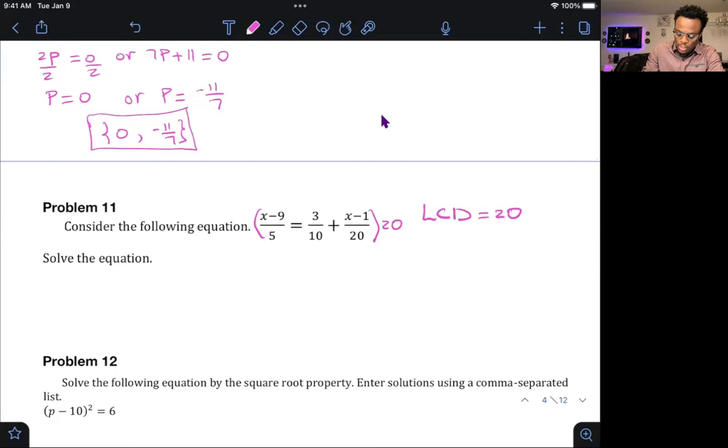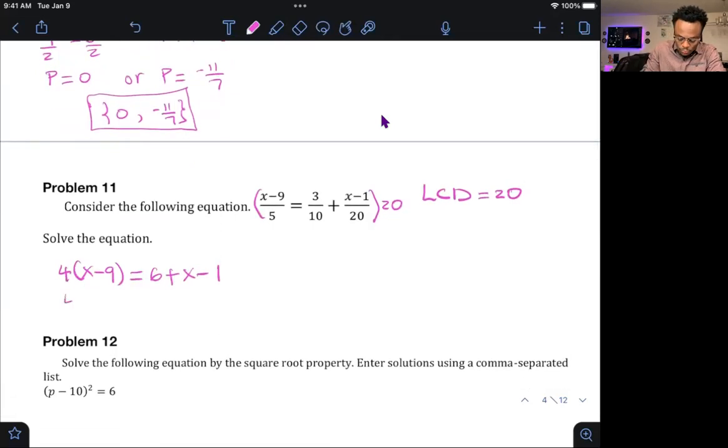Then your new equation will be 20 divided by 5, that is 4. So 4 times x minus 9 equals 20 divided by 10. That's 2. So that's 6, plus 20 divided by 20 is 1. 1 times x minus 1 is x minus 1.